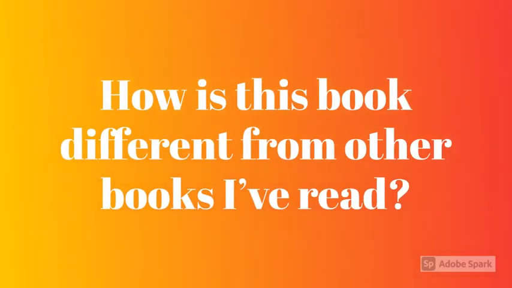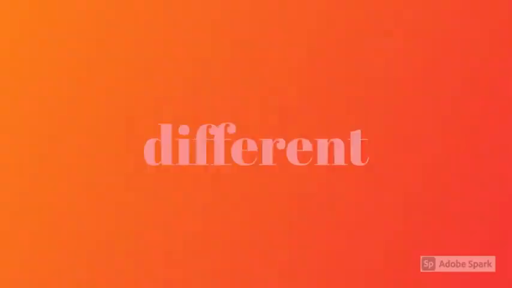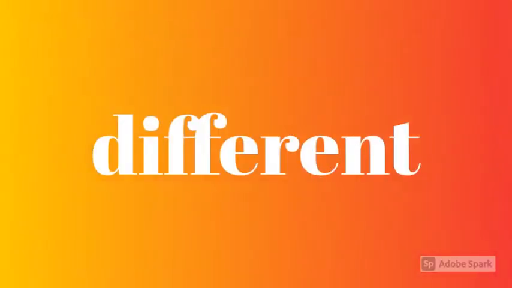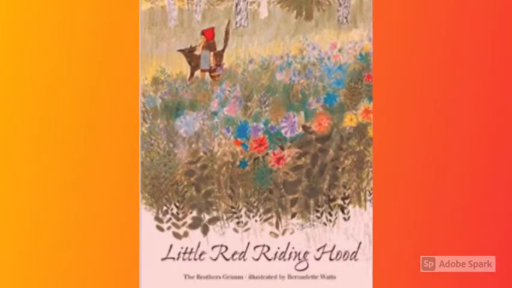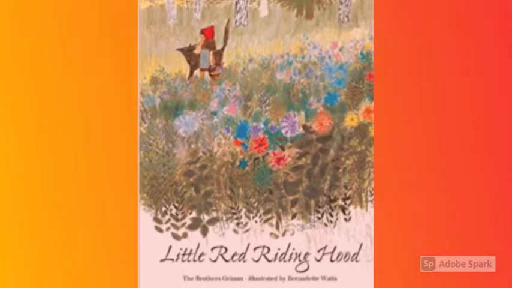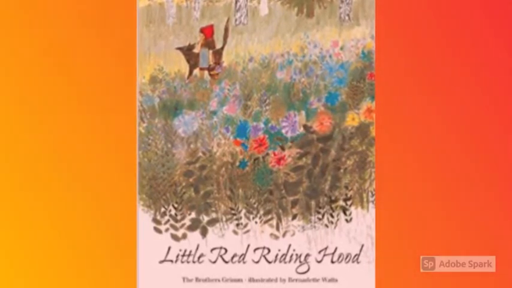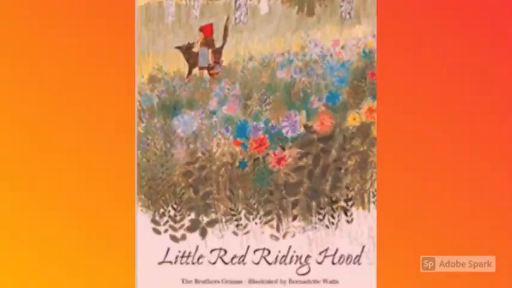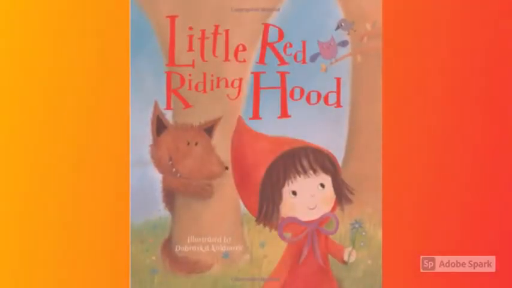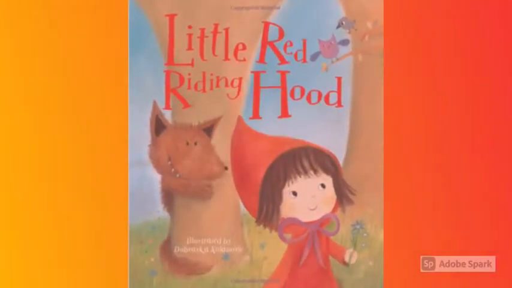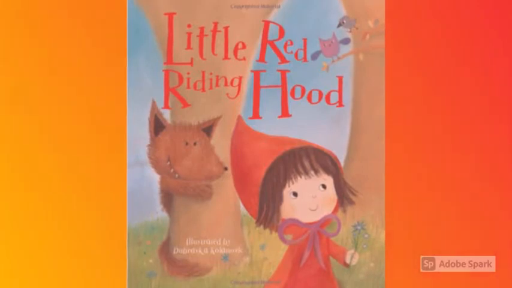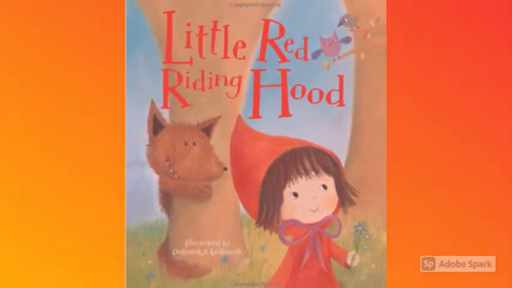Question number 3 is, how is this book different from other books I've read? The key word is different. You're looking for things that are not the same. One example of this is from this story of Little Red Riding Hood, where at the end, the wolf gets killed. But in this story of Little Red Riding Hood, the wolf runs away. That's different than in the other version.